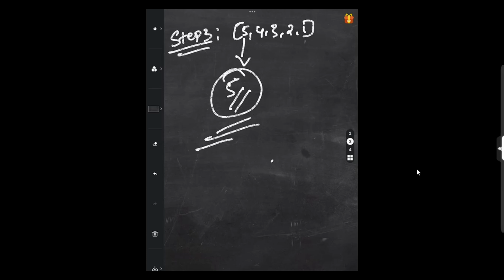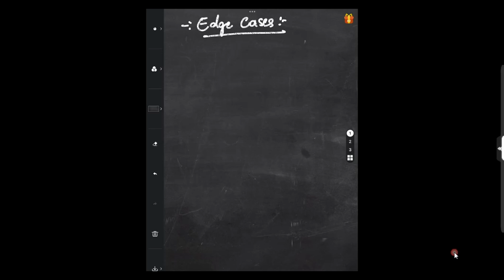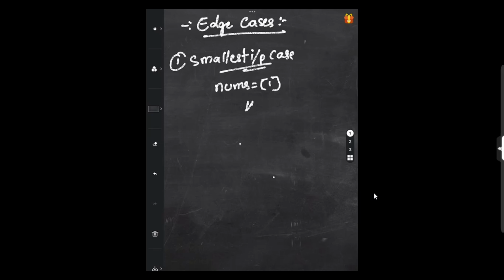So let's discuss edge cases one by one now. The first edge case is the smallest input case. Here I'll consider nums as 1 and k equals 1. The output will be 1 itself, because we have only one element and k is also 1. So the output will be 1. This is for the smallest input case.